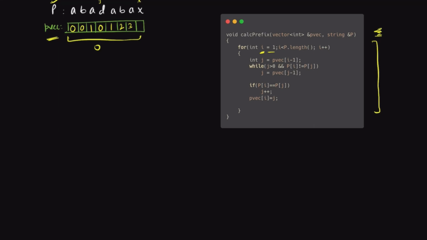Now you can see d and x do not match. In that case, just have a look at the algorithm here. What we will do is shift j back, because this does not match. That means at this step, j is pvec of j minus 1. That means this value 1, right? So that will be the new value of j. Okay, so this is j.